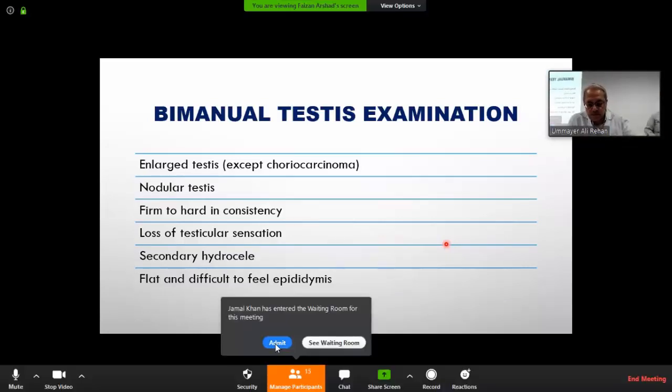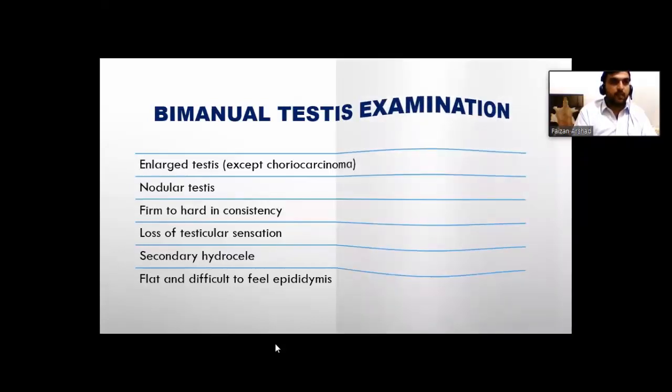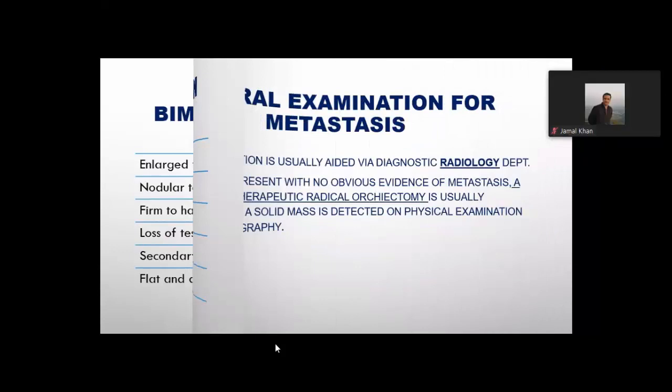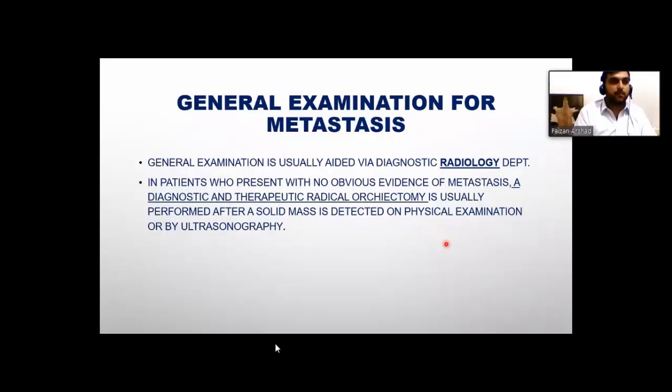On bimanual testicular examination, in large or nodular testes, we can find firm to hard consistency, loss of testicular sensation, secondary hydrocele, and a flat epididymis that is difficult to feel. And general examination for mets. General examination is usually aided by a diagnostic department. In the patient who presents with no obvious evidence of mets, a diagnostic and therapeutic radical orchiectomy is usually performed.